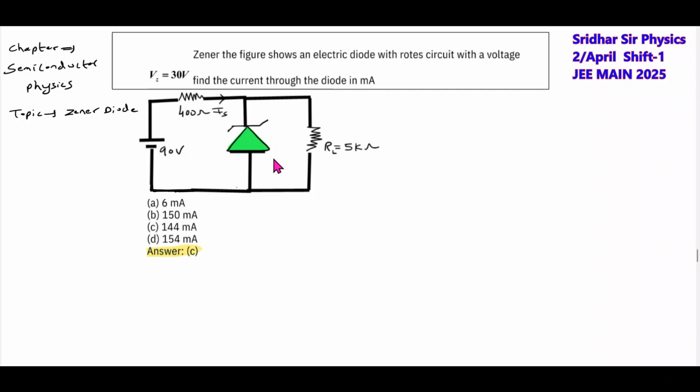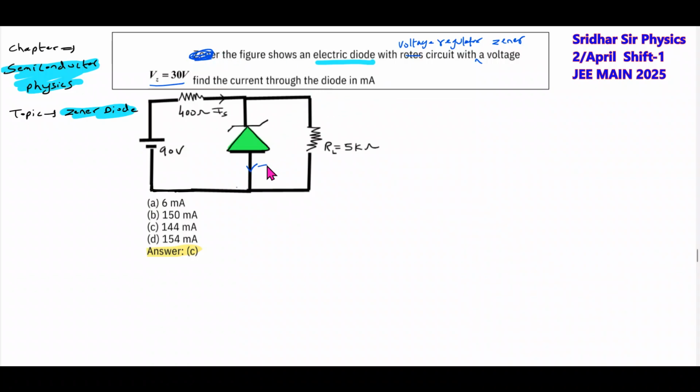We'll take the next question. The name of the chapter is Semiconductor Physics. The topic is Zener diode as a voltage regulator. So we have a Zener diode. The figure shows a voltage regulator circuit with a Zener diode, with a Zener voltage Vz equals 30 volt. Find the current through the diode. These are some data.